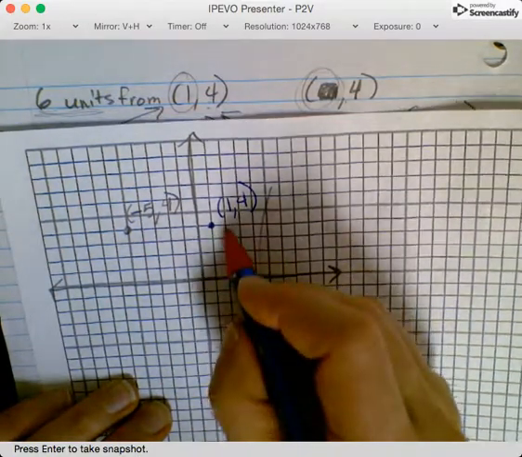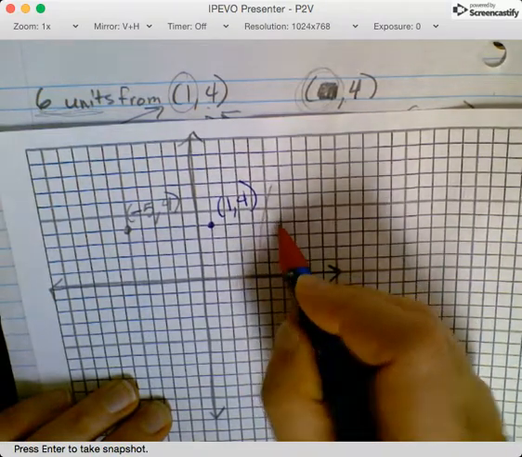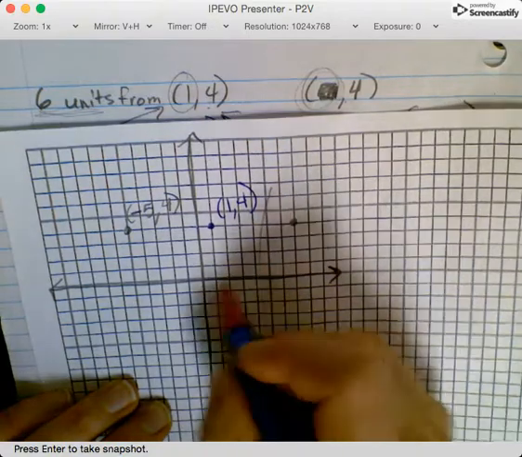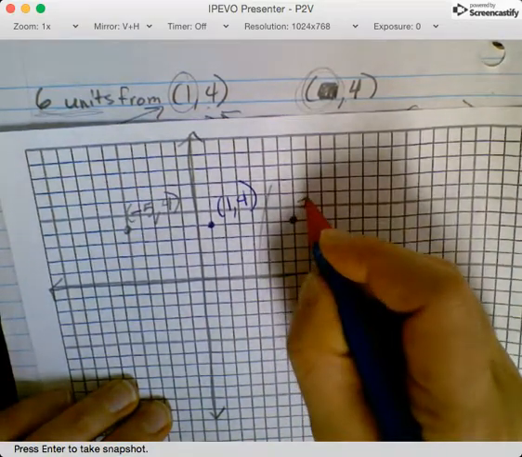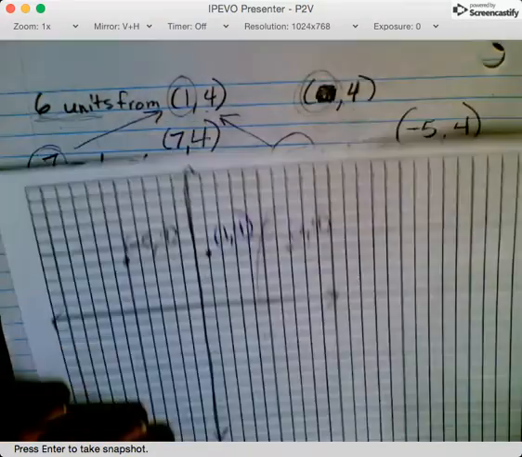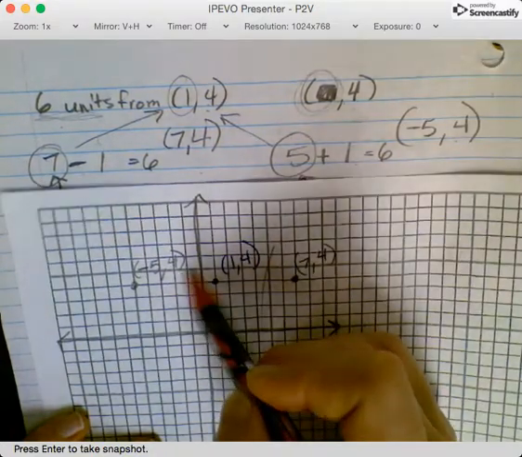And then this one I'm going to go 6 the other way. 1, 2, 3, 4, 5, 6. And this is positive 7, positive 4. Okay, and if I check, I came up with the same thing there.